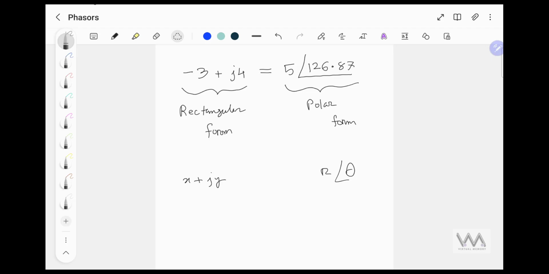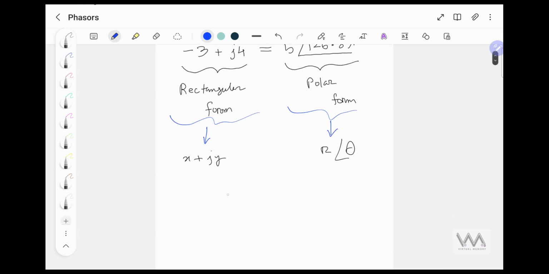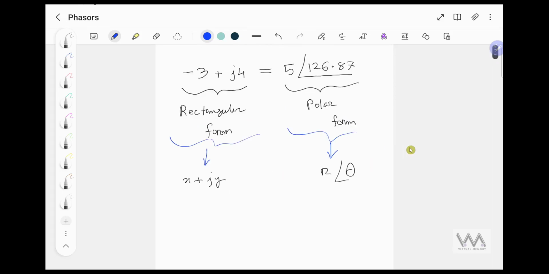Let's talk about phasors. So we have a phasor here. We have a rectangular form here, and we have a polar form here. Rectangular form is basically x plus jy, and the polar form has magnitude and an angle. So the x in the rectangular form is the real term, and the y is the imaginary part.